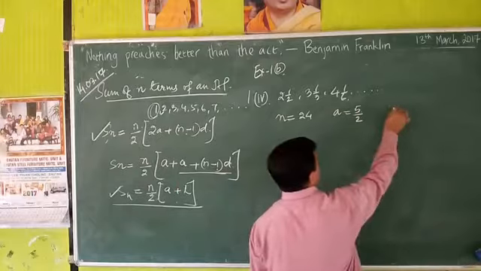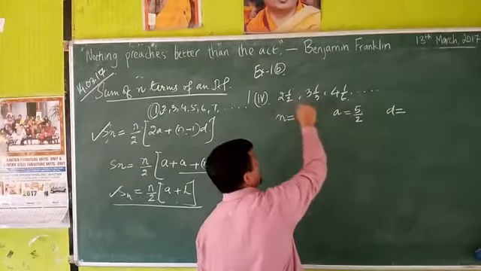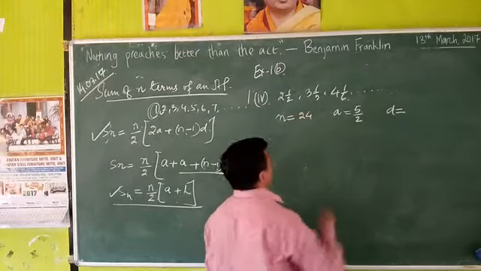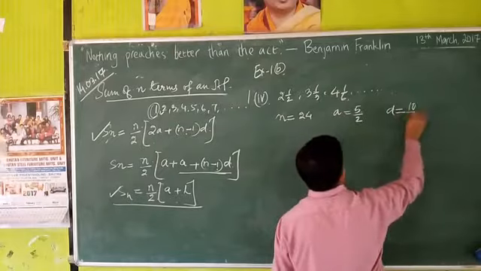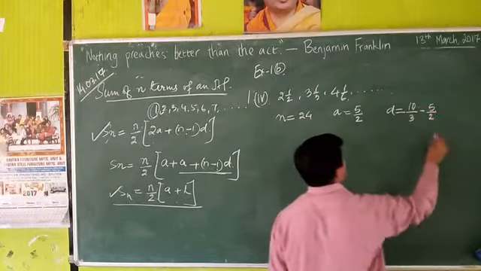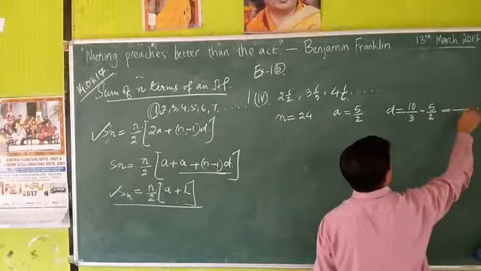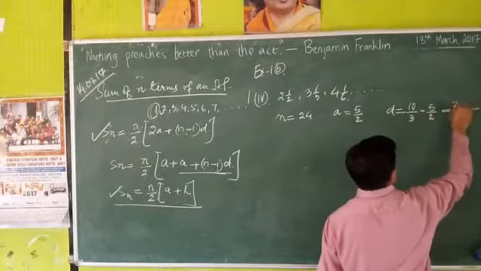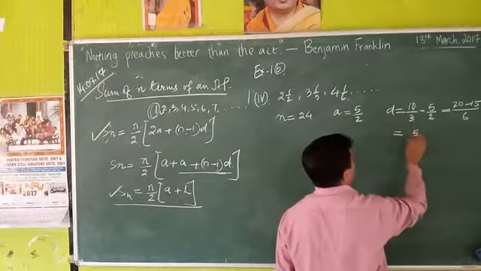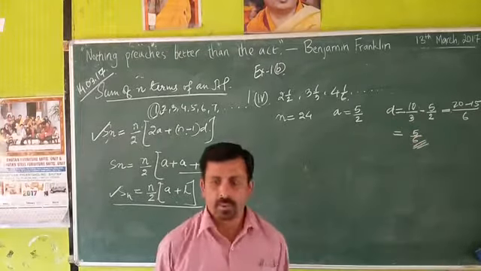And now we will calculate d. d is the difference between two consecutive terms, so we find the difference between these two consecutive terms as the common difference. So this becomes 10 over 3 minus 5 over 2. The LCM will be 6. Cross multiplication, 20 minus 15, and this is equal to 5 over 6. This became your common difference. Now everything is ready.